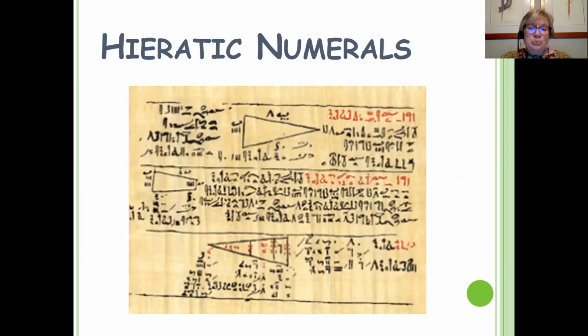Hieratic numerals, this was the other type of numerals and writing that the ancient Egyptians had, a little bit more sophisticated than the hieroglyphics. This is a page out of the Rhind papyrus. You can see it has something to do with geometry because you've got triangles on there. One of them looks like a trapezoid over here in the middle on the left, and then you've got, looks like things are labeled in there.